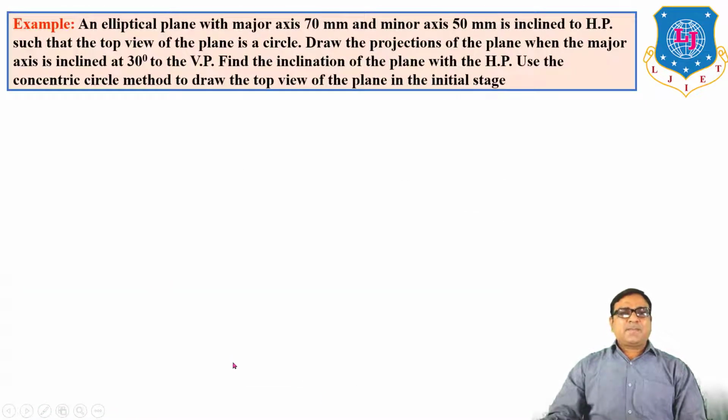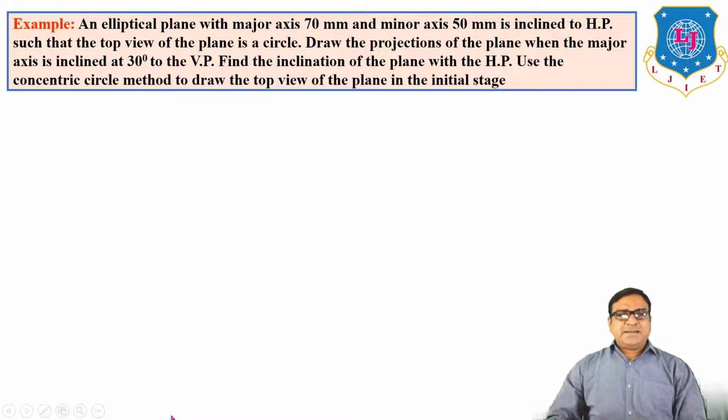Next problem regarding elliptical plane. An elliptical plane with major axis 70 mm and minor axis 50 mm is inclined to HP such that the top view of the plane is a circle. Draw the projections of the plane when the major axis is inclined 30 degree to VP. Find the inclination of the plane with HP. Use the concentric circle method to draw the top view of the plane in the initial stage.